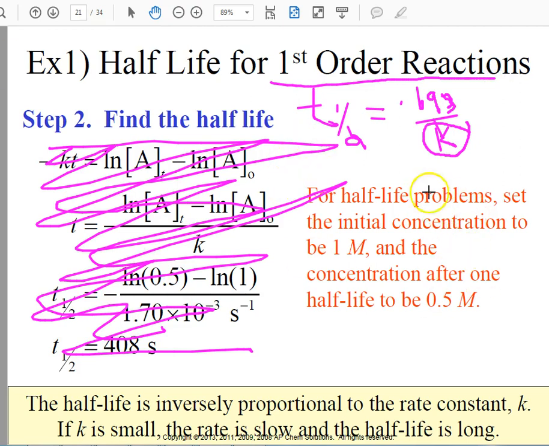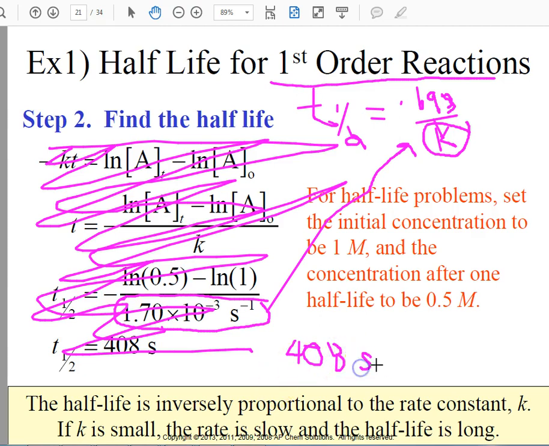So here we know our K value is 1.7 times 10 to the negative third from the previous step where we found K. We can plug that in there and then do T1/2 equals 0.693 divided by that to find T1/2 or our half-life. And in this case, it is 408 seconds. So that means it would take 408 seconds for the concentration of this solution or reaction to half.